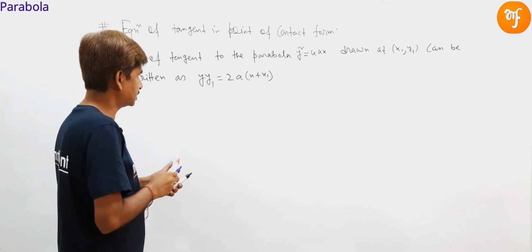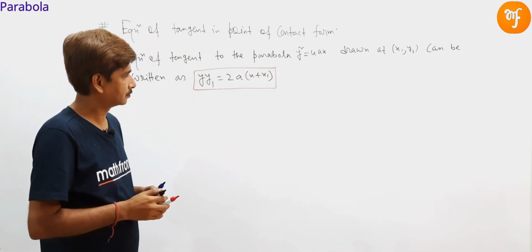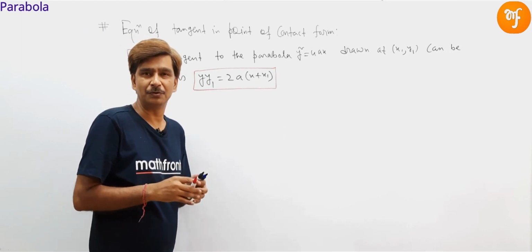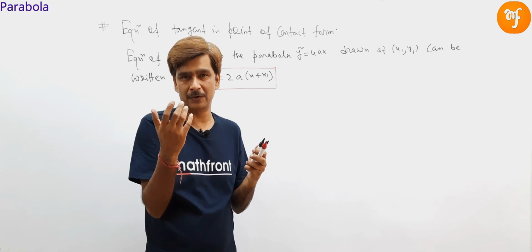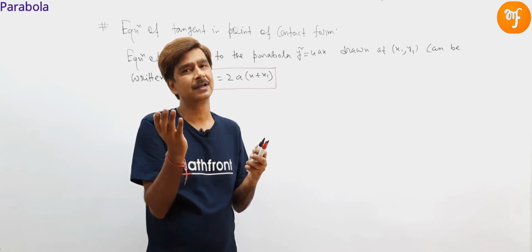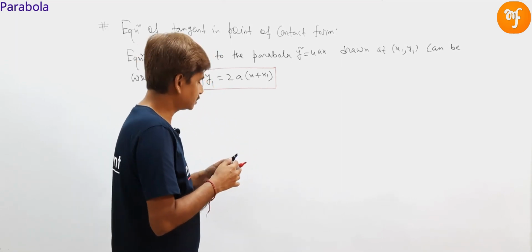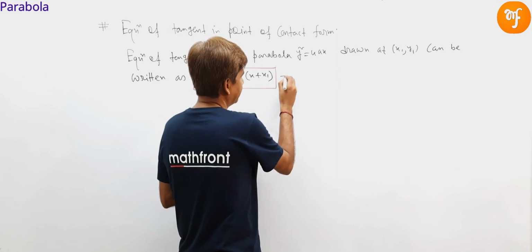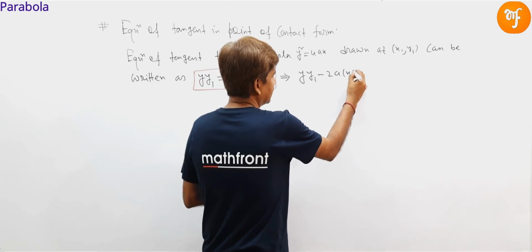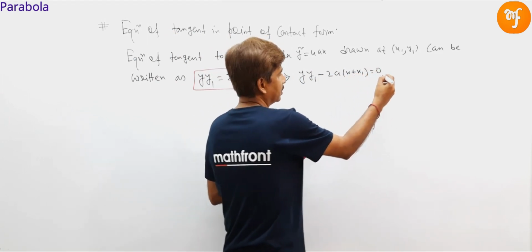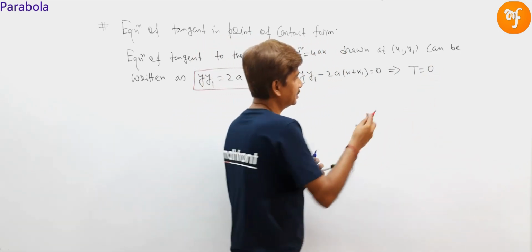Okay. So you please remember this form. Very important for your numerical. Okay. Clear? This form is also known as what? Capital T is equal to 0. We already learned about this form in the study of equation of tangent to the circle also. Is it? So this is also known as y y1 minus 2a into x plus x1 is equal to 0, or you can say capital T is equal to 0. Okay, so capital T is equal to 0 form.